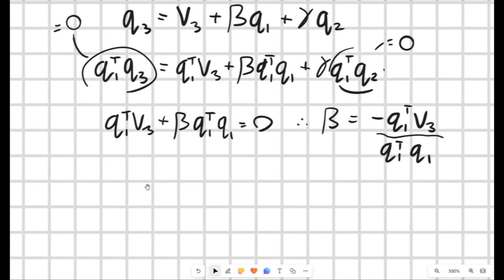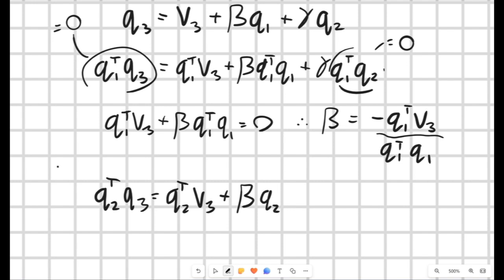Now to get gamma, we're going to pre-multiply by Q2. Very similar process. I'm sure you can see where this is going, but Q2 transposed Q3 is equal to Q2 transposed V3 plus our beta, which we have found now, but we'll just see this through. So Q2 transposed Q1 plus gamma that we're yet to find, Q2 transposed Q2.